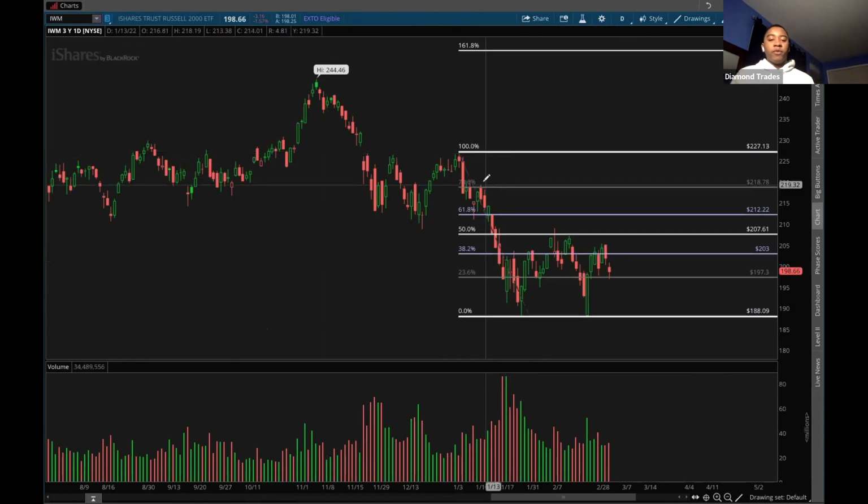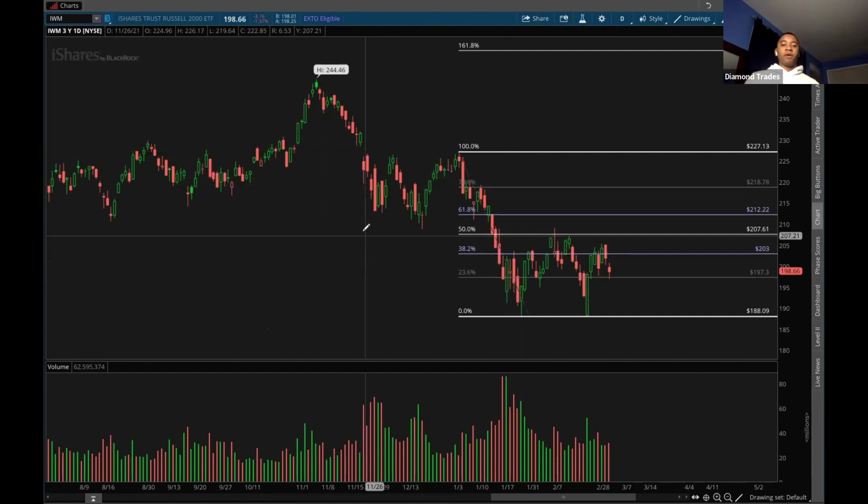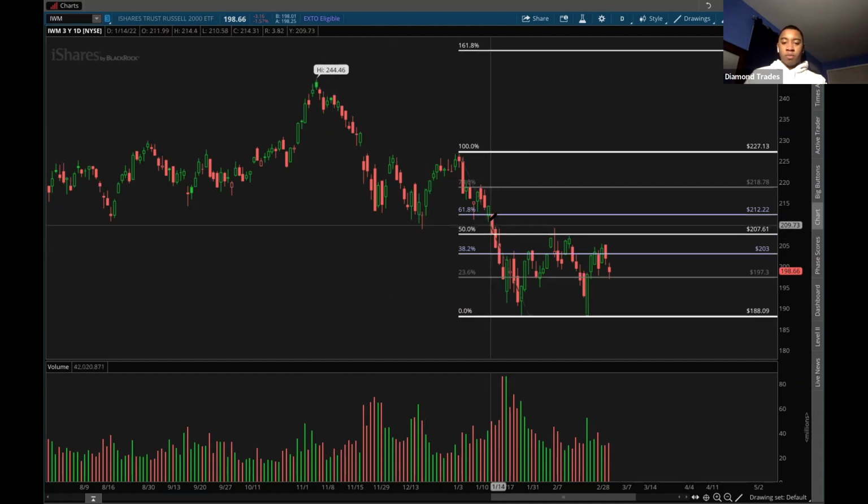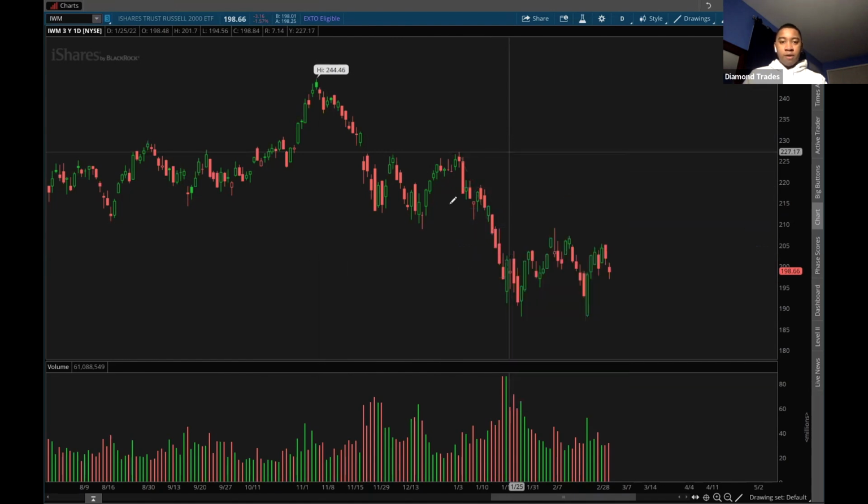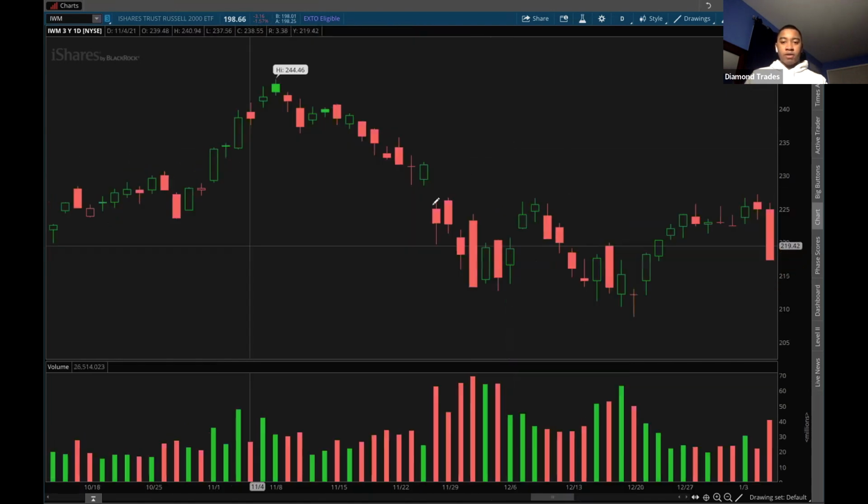For IWM, this is essentially how I would have my fibs drawn. Again, I'm looking for a retracement of a trend. And so we do have a trend here that forms, right? Before this low was put in on January 14th, this would have been a way. I'll go ahead and remove this and just show you guys. If you were trying to retrace this trend right here, you would do the exact same thing.